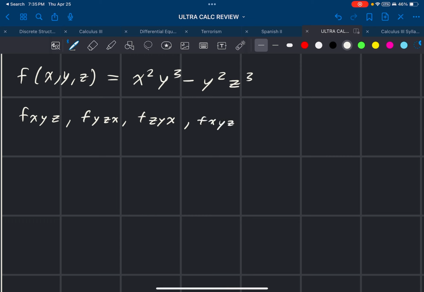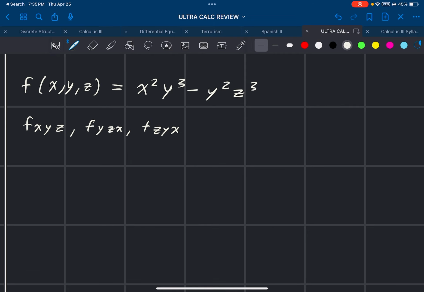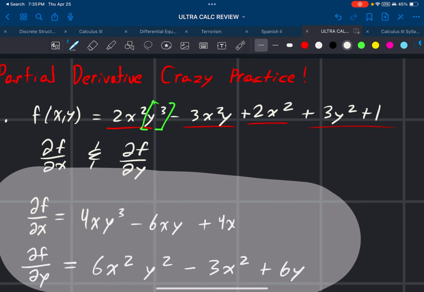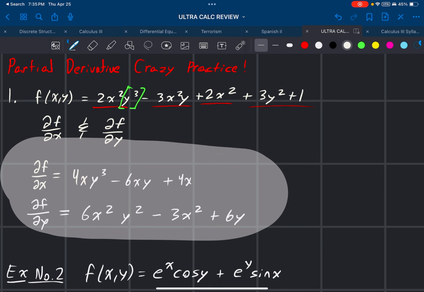Wait, did I just do the same one twice? I did. Okay, ignore this last one. So I just want you to go ahead and practice with these. And that's basically it for just some partial derivative crazy practice. Hope you guys enjoyed. Bye.